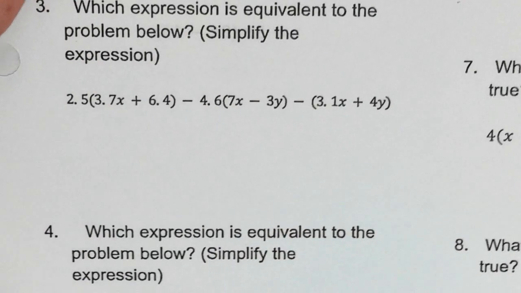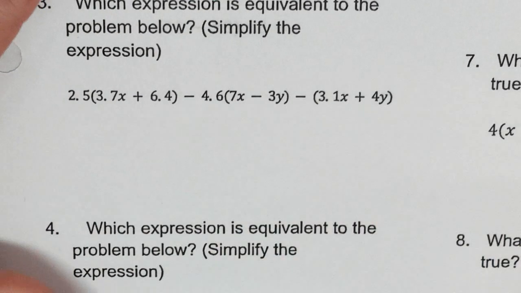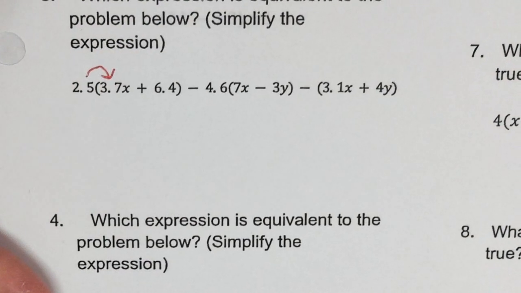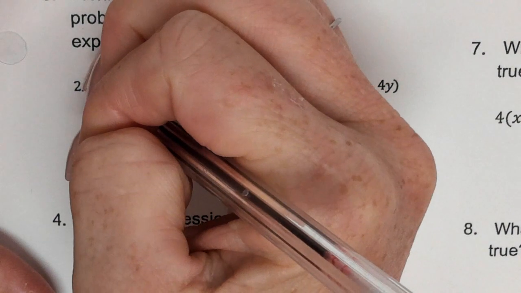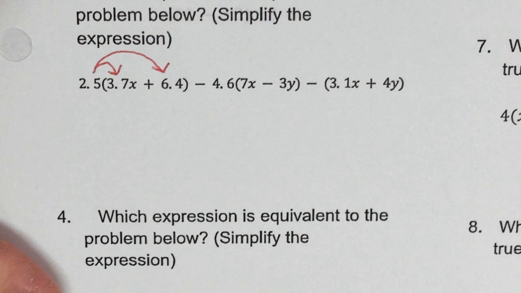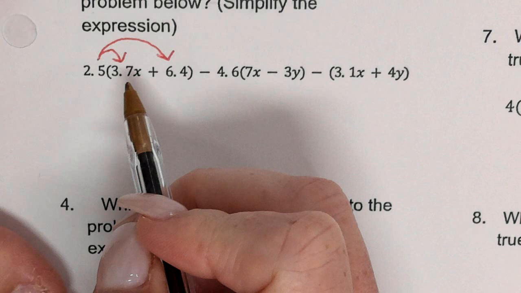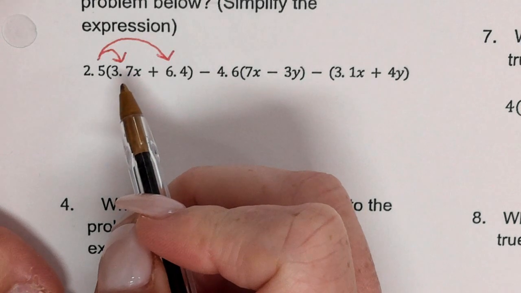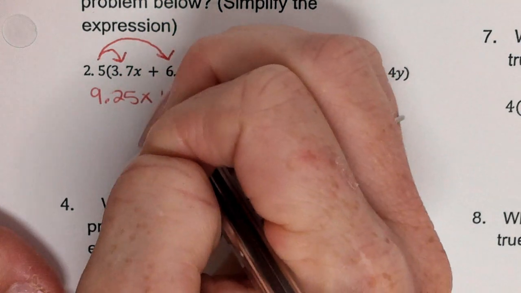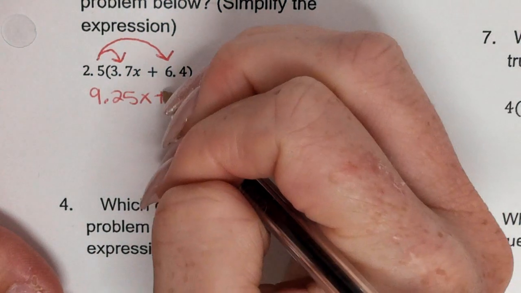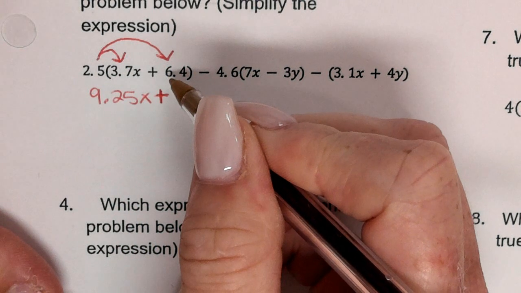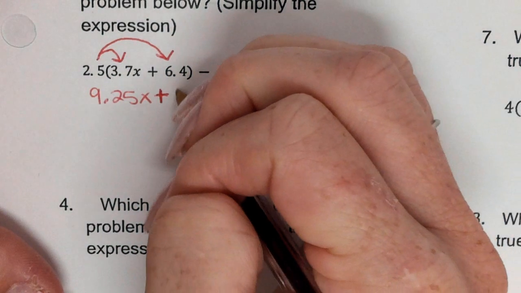The first thing you have to do is deal with the parentheses, so I like to work from left to right. So I'm distributing the 2.5 to the 3.7x and the 2.5 to the 6.4. Yes? So I have 2.5 times 3.7, which is 9.25x. Plus 2.5 times 6.4 is 16.